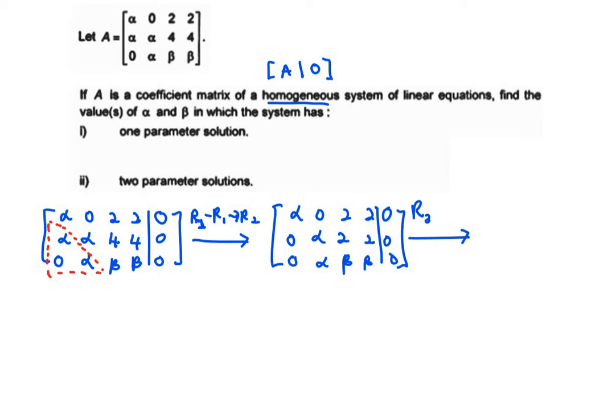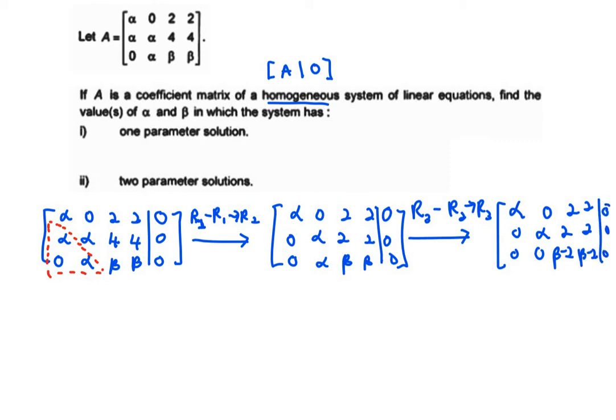And then the next row operation will be R3 minus R2, and we put it in R3. Right. So we can see here that these three entries have already become 0, so it is in simplified form. Then we can stop our row operations. So from here you are able to answer the question.